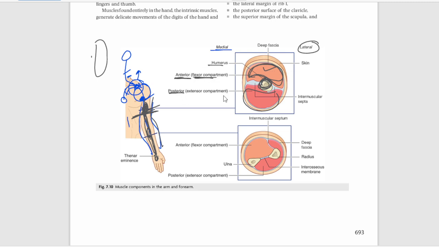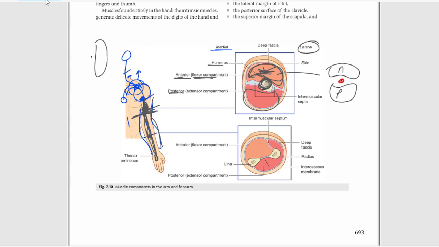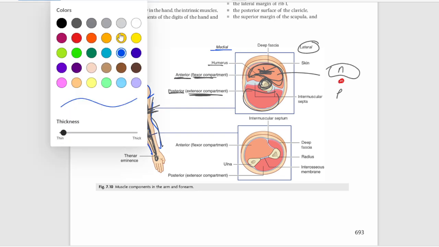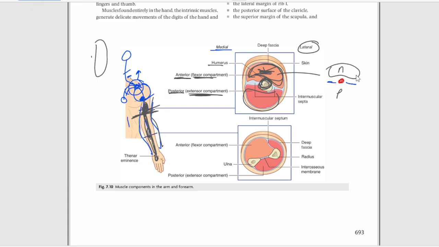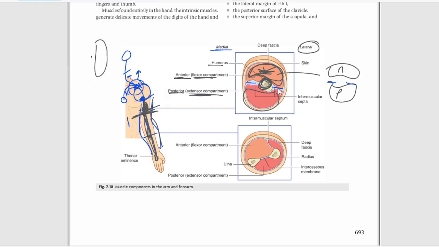Now the posterior side: if you see the back of your hand, that is called the posterior side, and all the muscles present here are called extensor muscles. There are two compartments, anterior and posterior. Between these two compartments, one thing present is the humerus, and the other thing is the intramuscular septum. This septum separates these two compartments from each other.